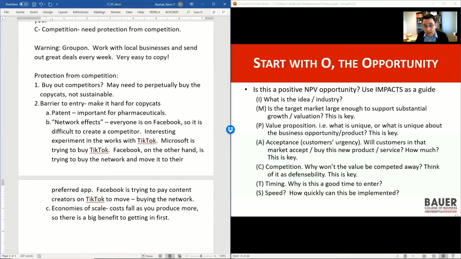If you're the first one into a market, you ramp up your production, that allows you to cut your costs. If anyone else tries to move in, they're going to have to pay higher costs than you. You can always undercut them on costs because of these economies of scale. The incumbent can undercut on price.